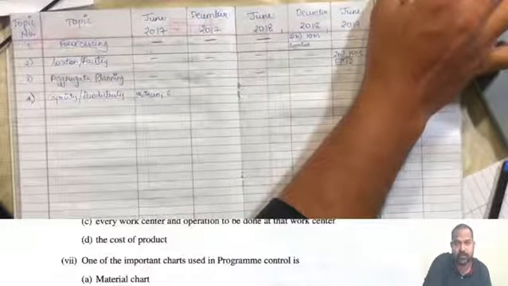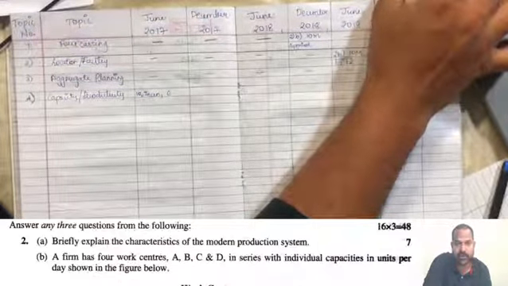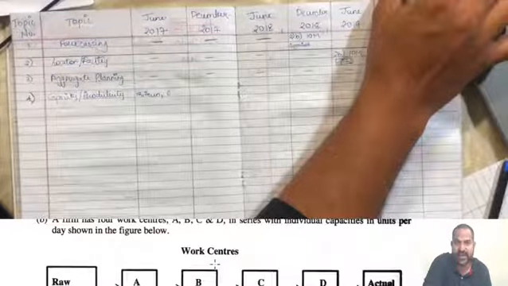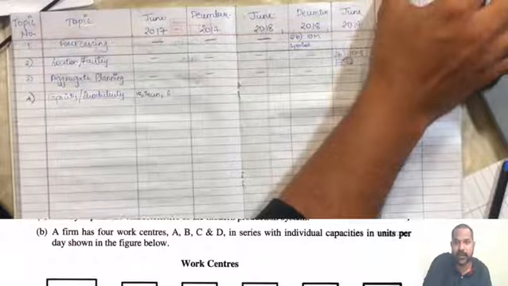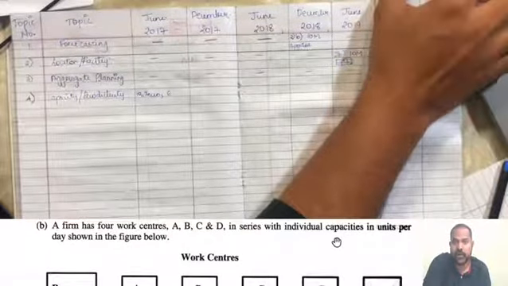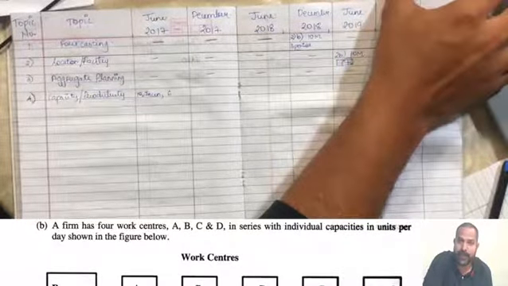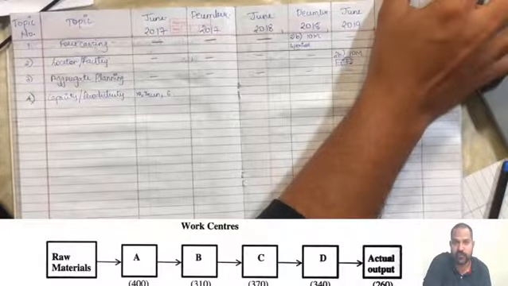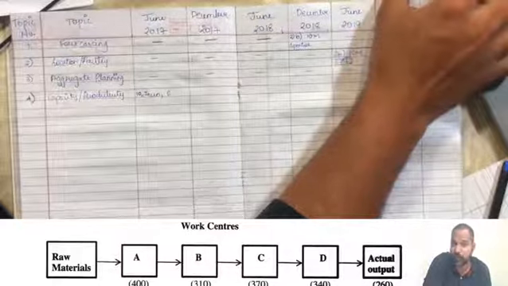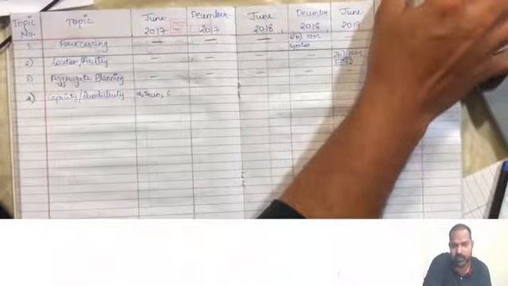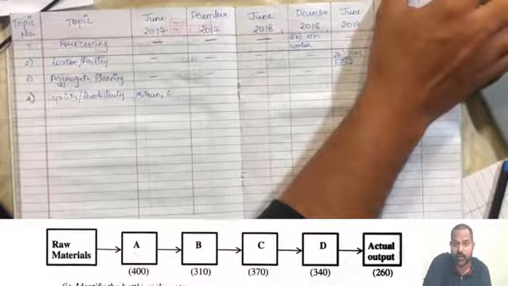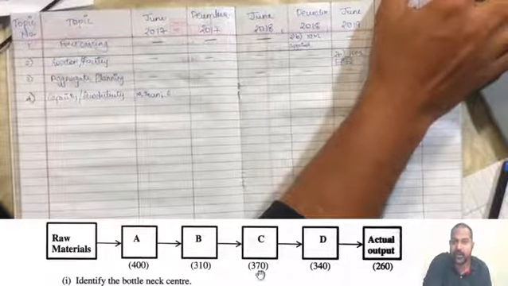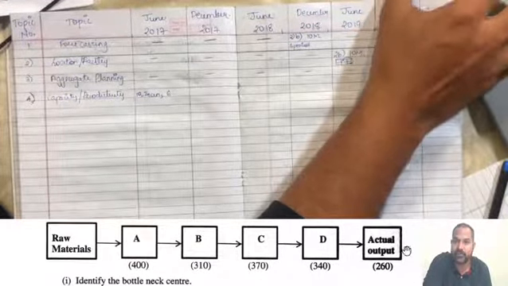So December 17 question paper, fantastic. Question 2A, no. Question 2B, yes. A firm has 4 workstations with individual capacities in units per day. Okay. This is the workstation. Haven't we done the exact same question some time ago? Yes. And then I'll show you something which is mind-boggling. 400, 310, 370, 340 and actual is 260.